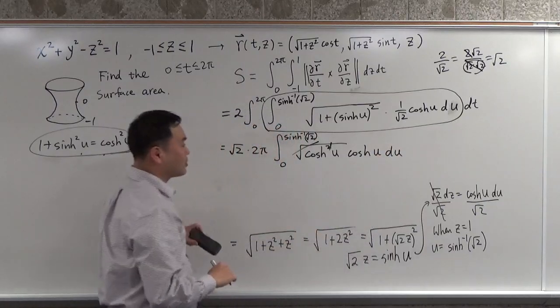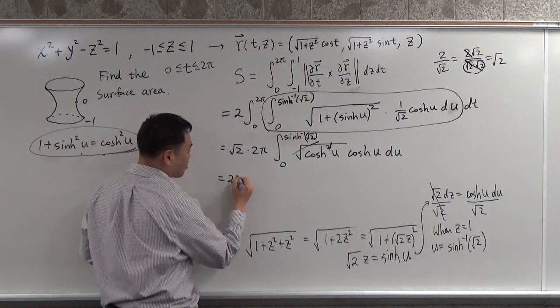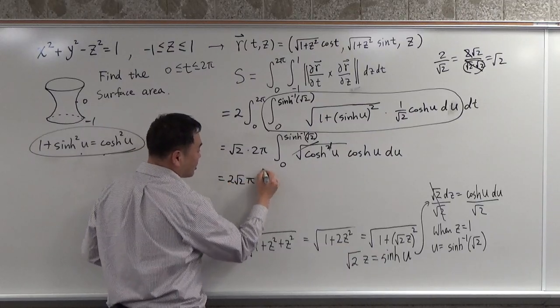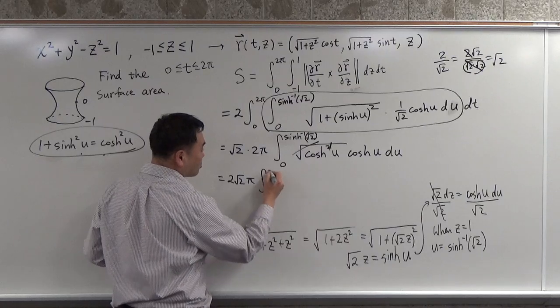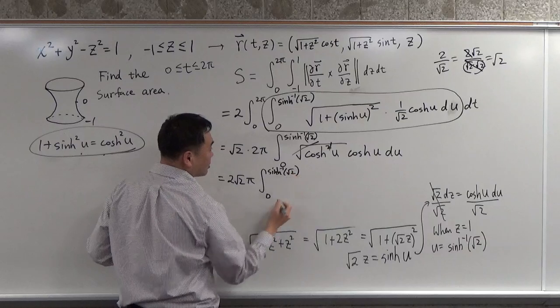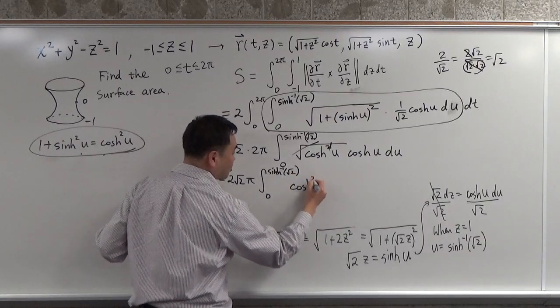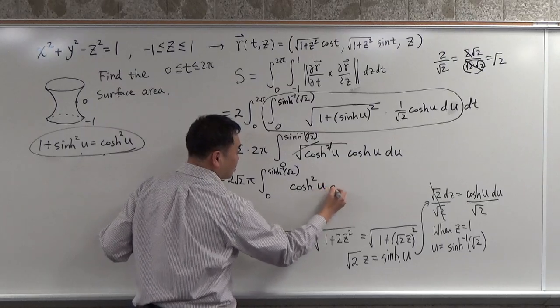dt is gone. Okay? So now that's much more tractable, and that's going to be 2 times square root of 2 pi, integral from 0 to sine hyperbolic inverse of square root of 2. And that's going to be cosine hyperbolic squared of u du.